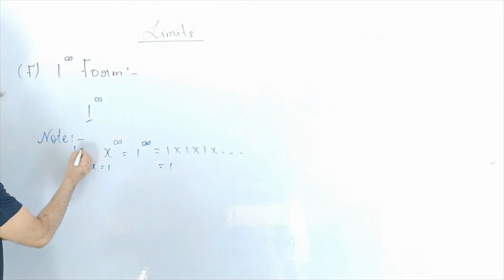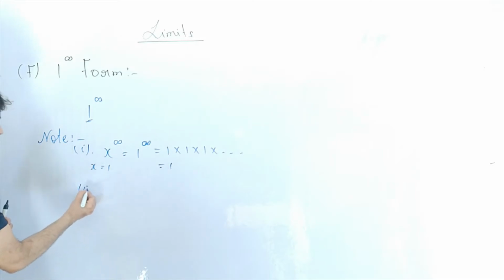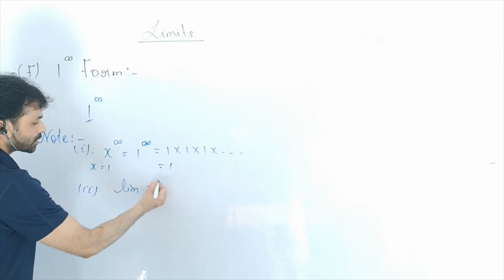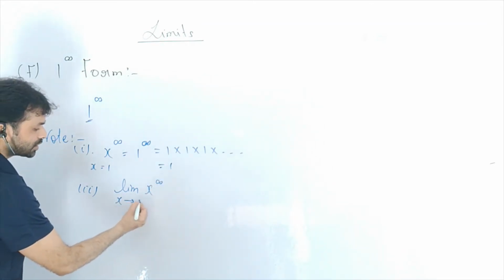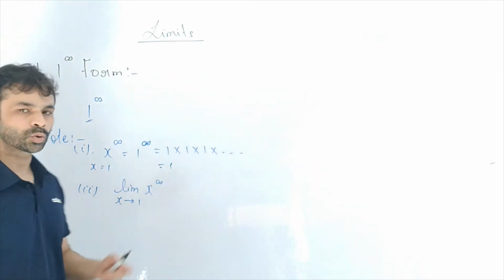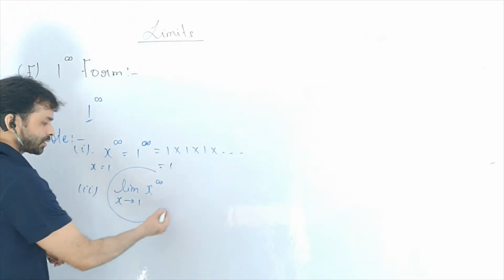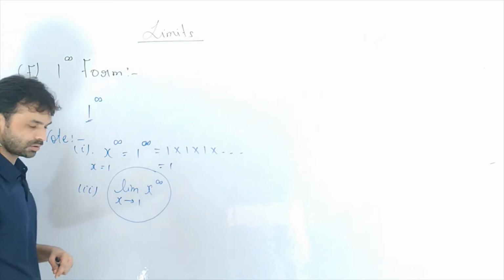But the indeterminate form is when you have something like limit x to the power infinity, and x is tending to 1. Now this is the indeterminate form. This you have to remember. Here x is not 1, x is tending to 1.